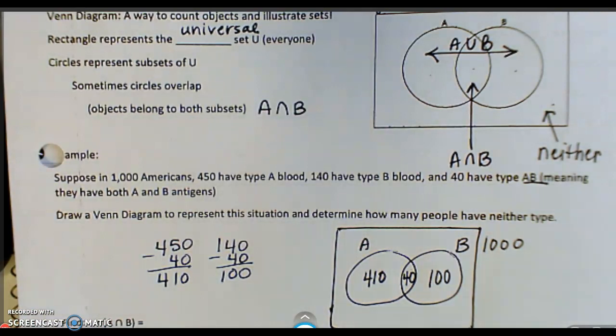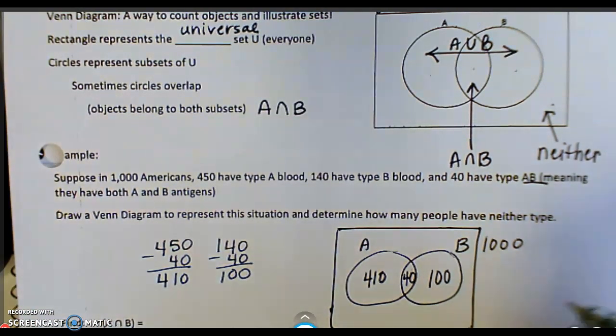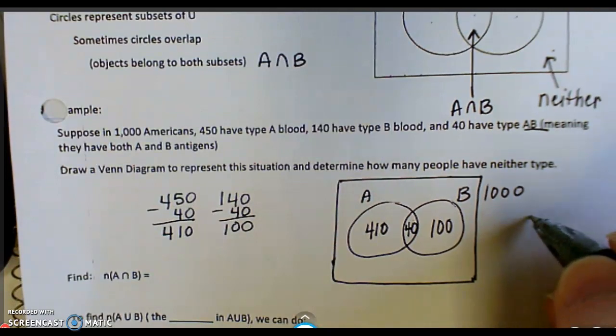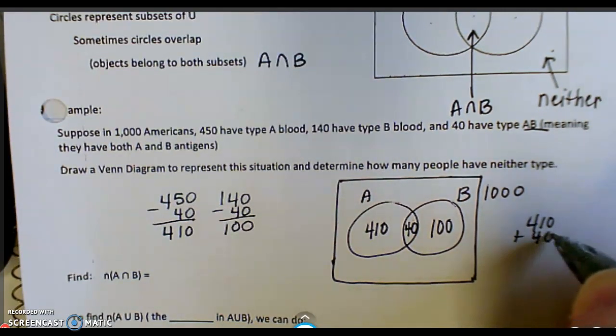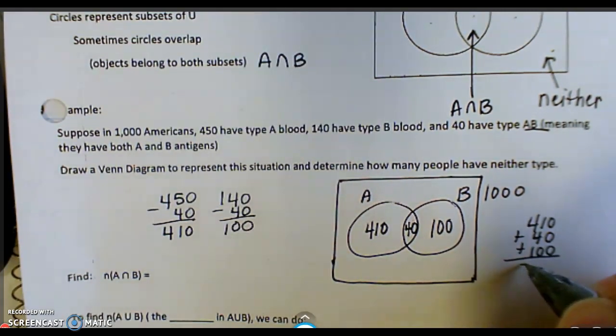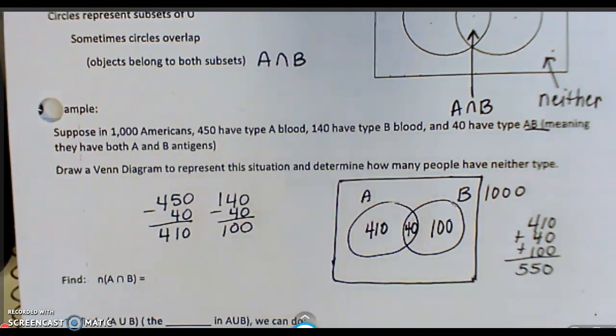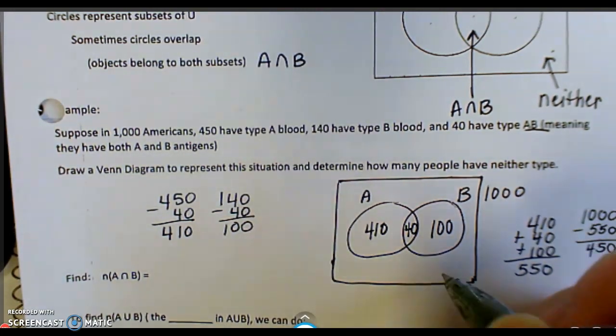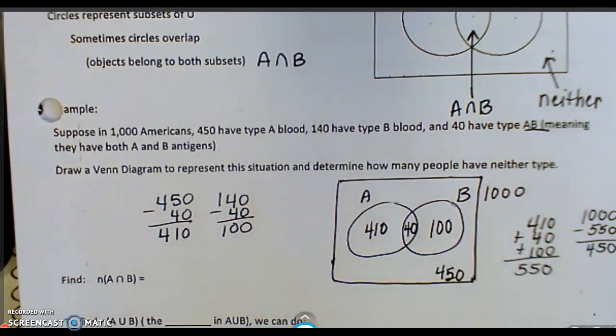Now, there's one piece that's missing, and that's this part that's not included right out here. So what I do is I add those together. So 410 plus 40 plus 100, and you get 550. And then you do 1,000 minus that. And that tells you how many do not have either type.